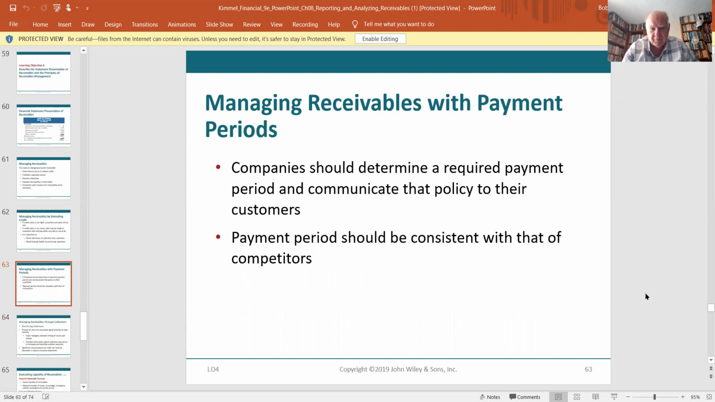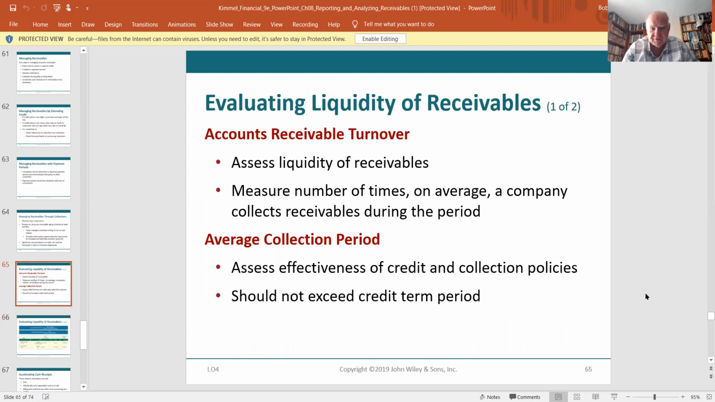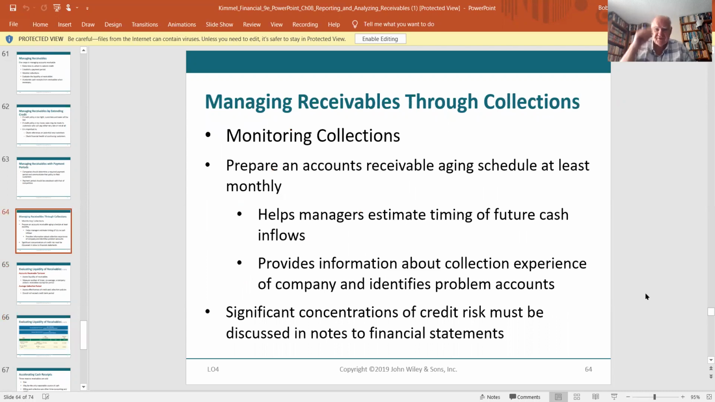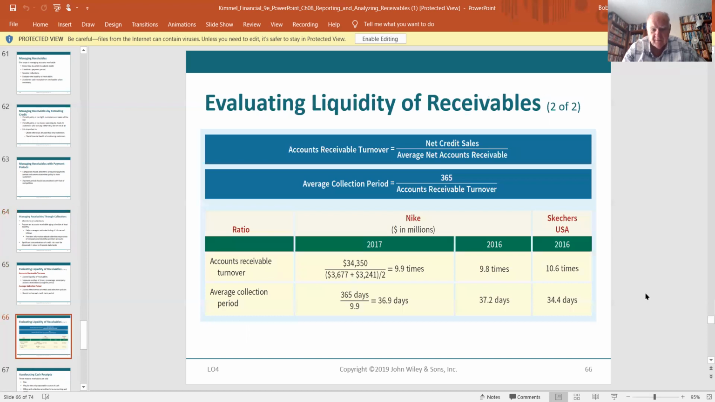Companies should require a payment period. We'll skip through this. We want to prepare an accounts receivable ledger. That's this thing here. Prepare an accounts receivable aging schedule. We've seen what that looks like. And we're going to calculate the turnover of receivables. It measures the number of times on hand a company collects receivables. So let's take a peek.